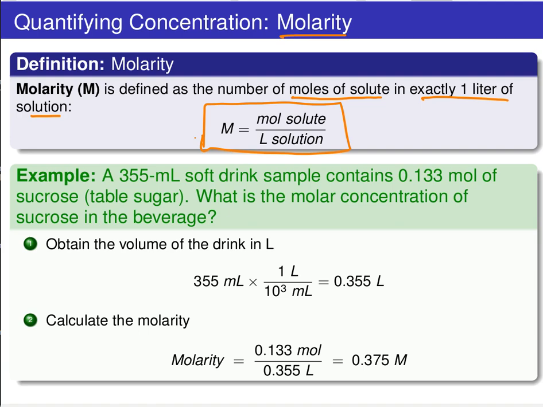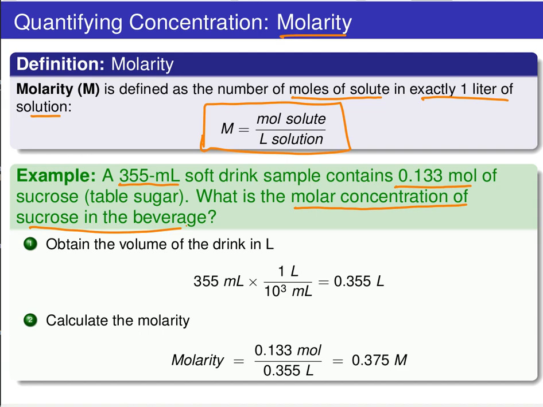So what we're basically going to do here in the remainder of this mini lecture is work through a handful of example problems that require us applying this basic definition of molarity. In this first example, we're given 355 milliliters of a soft drink sample, and we're told that this soft drink sample contains 0.133 moles of sucrose or table sugar. We want to use this information to determine what the molar concentration of sucrose is in the beverage. In other words, what's the molarity?